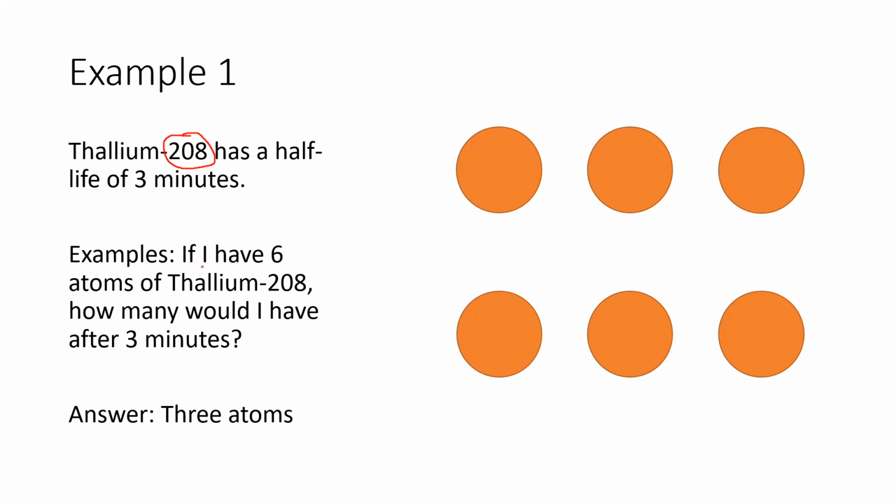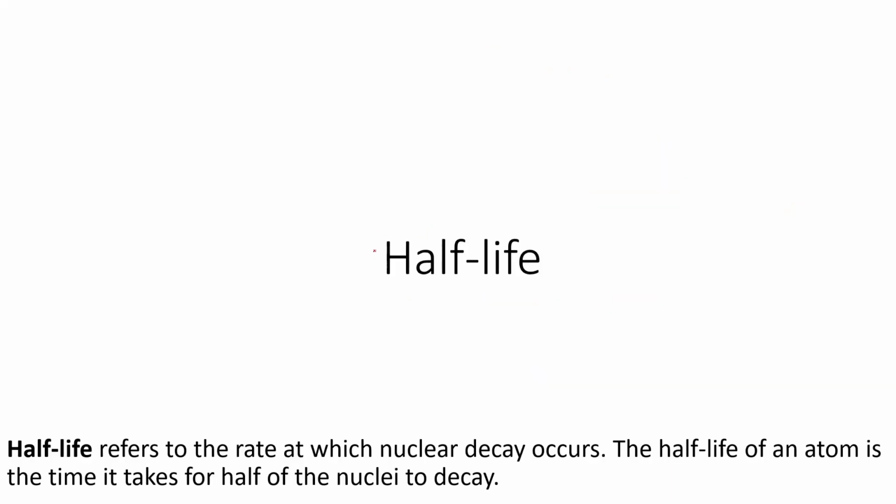Now this is the example here. If I have 6 atoms of thallium-208, how many would I have after 3 minutes? The answer is you have 3 left after 3 minutes, because after 3 minutes has passed, half of them would have decayed, because that's what the half-life means. It means after that amount of time, half of the atoms of thallium you have in a sample are gone. So again, going back to our definition here, the rate at which nuclear decay occurs, but it is specifically the half-life. This is the most important part.